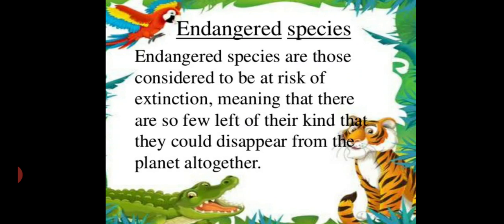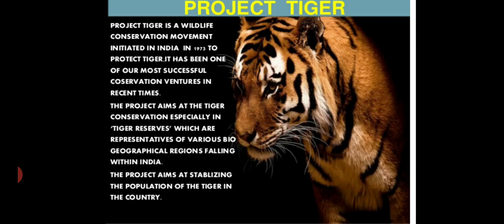Now, endangered species. Endangered species are those considered to be at risk of extinction, meaning that there are so few left of their kind that they could disappear from this planet altogether. For example, the tiger. The tiger is an example of an endangered species, and that is why Project Tiger has been launched. What is Project Tiger? Project Tiger is a wildlife conservation movement initiated in India in 1973 to protect tigers. It has been one of our most successful conservation ventures in recent times.